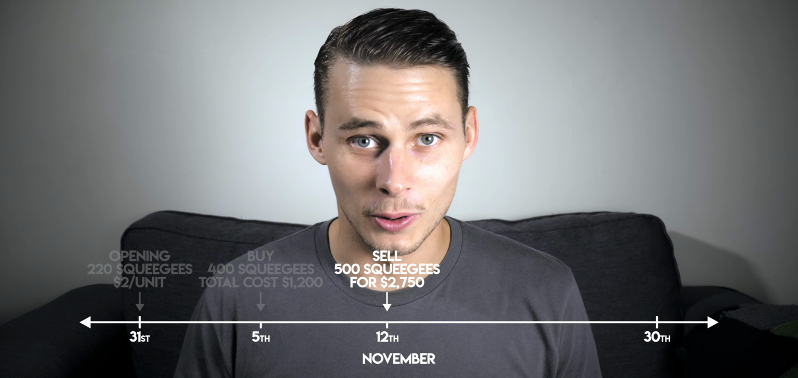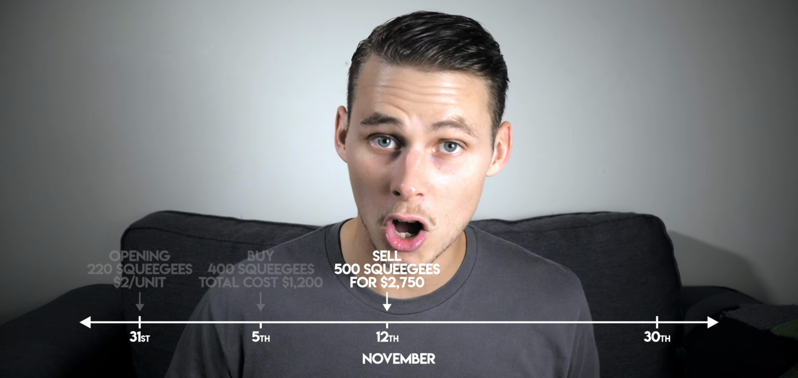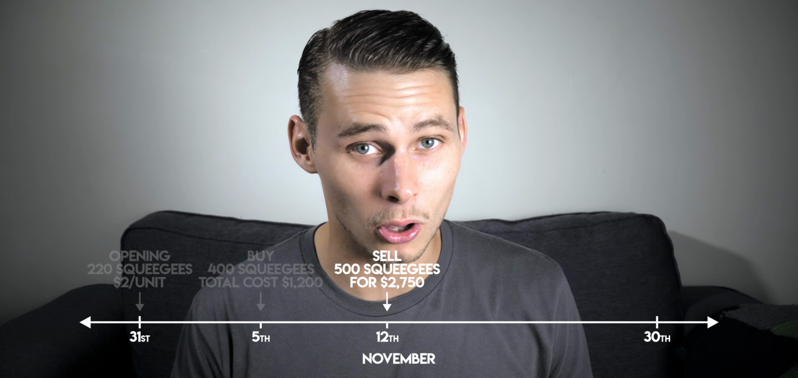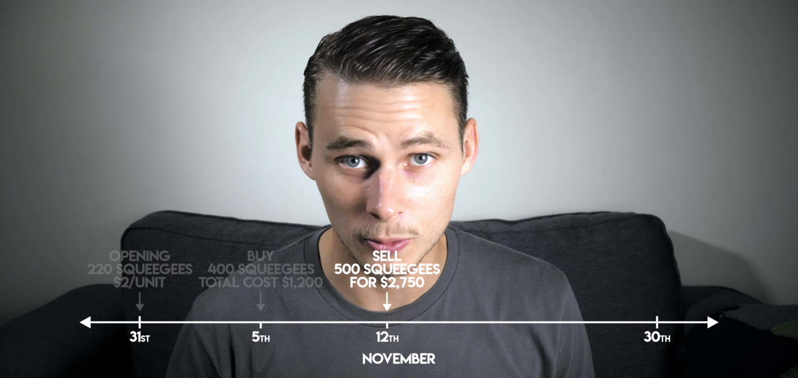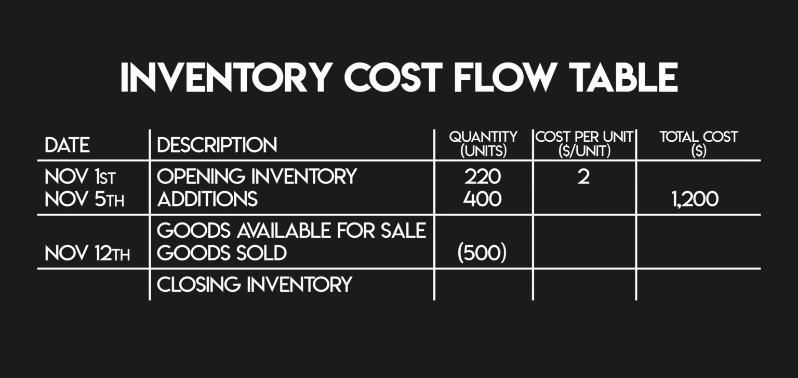$2,750. Now be careful here. This $2,750 is the revenue that you've earned, not the cost of goods sold that you've incurred, so it doesn't belong in the inventory cost flow table. So on November 12th, you sold 500 units, and that's all we know about this transaction. We'll need to work out your total cost of goods sold later. We're also going to calculate your closing inventory on November 30th.